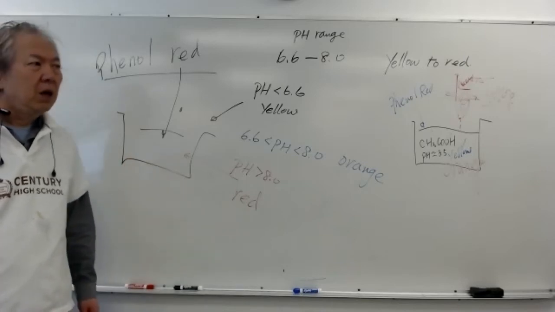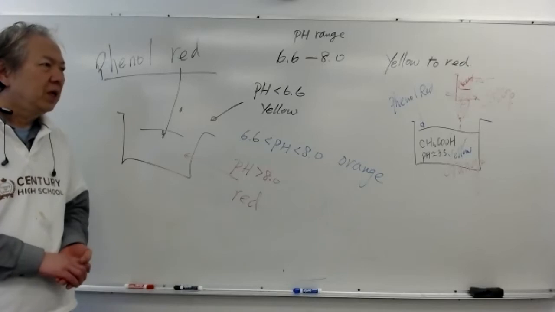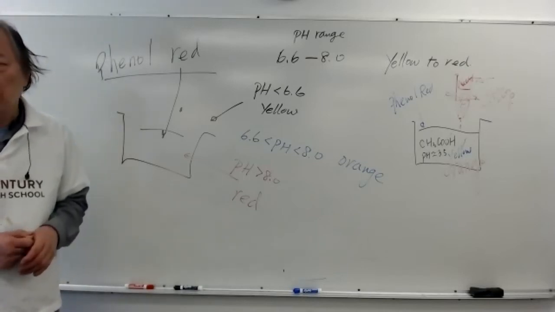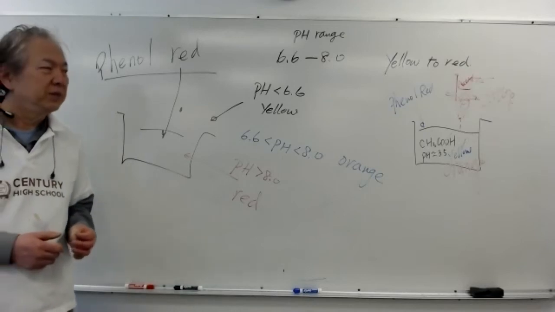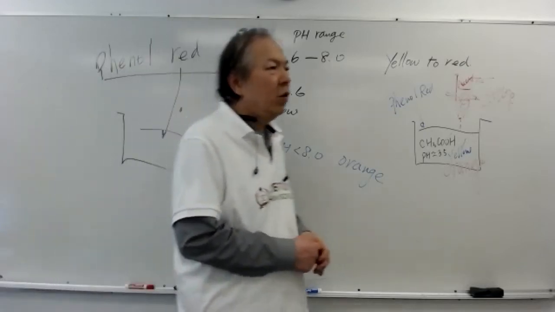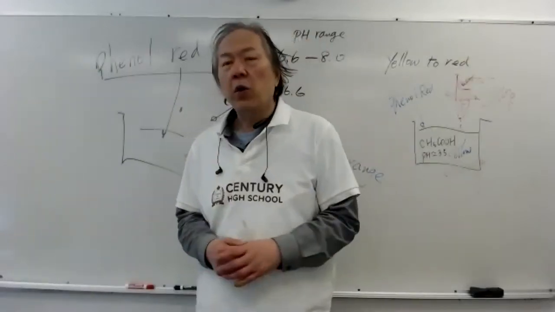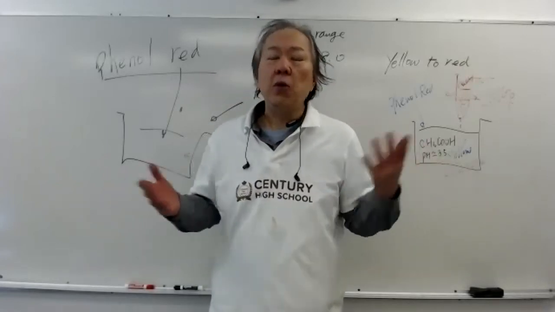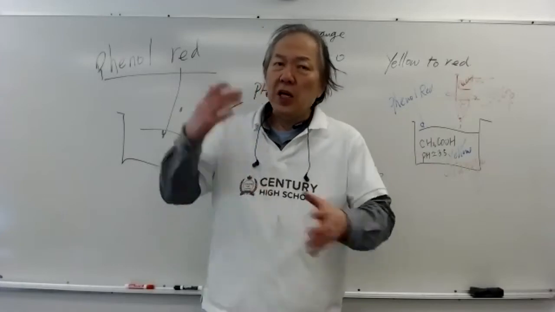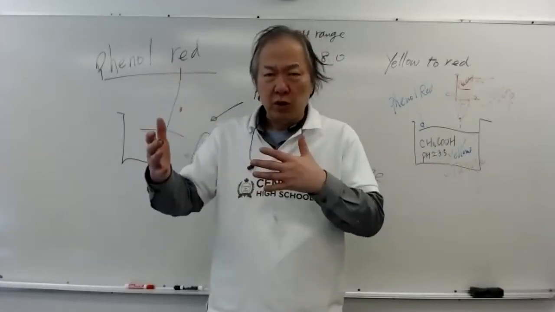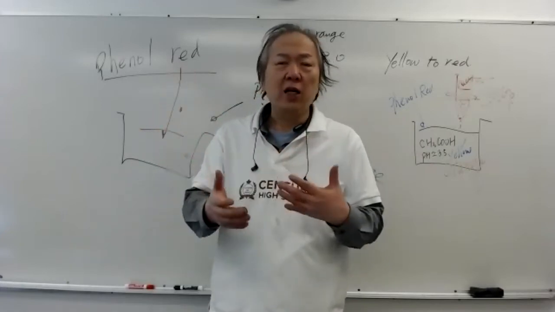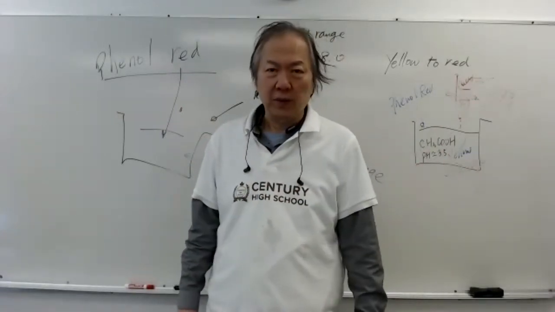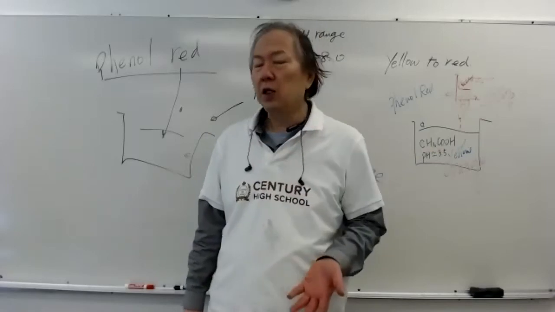Or you say, if I have no idea about the range, what can I do? Then we have something we call the universal indicator. They will tell you in which range the indicator will change color, in different colors. So whenever you see that one in there, you know which color to use.